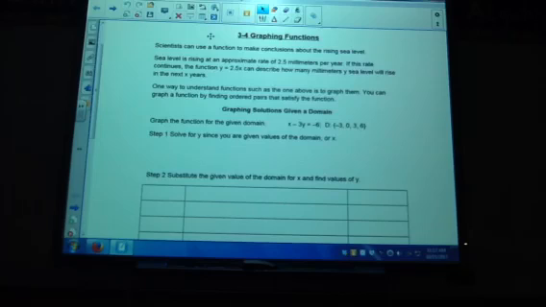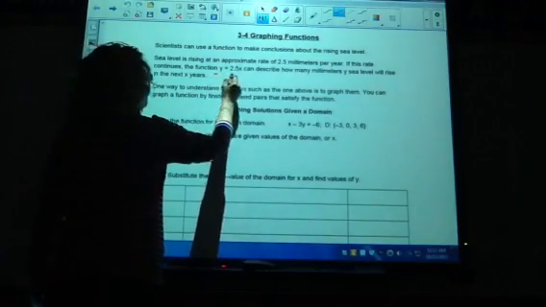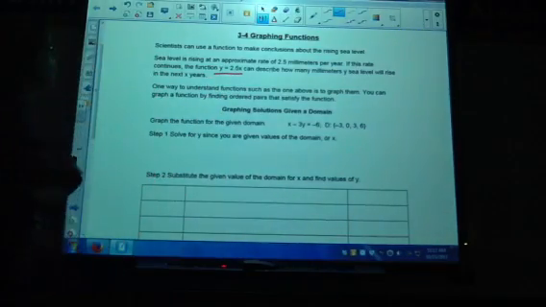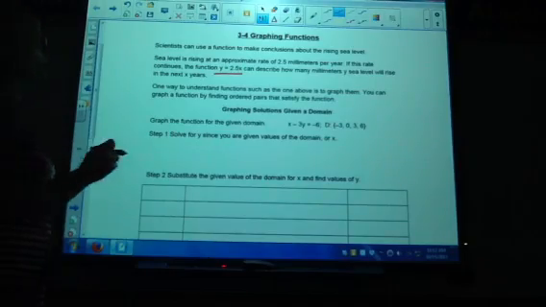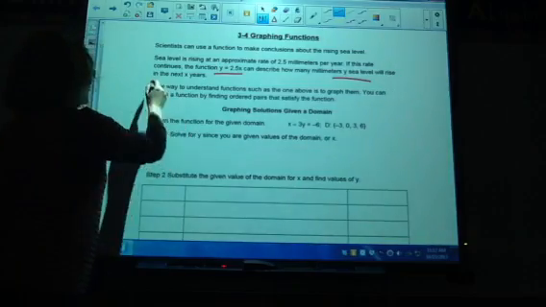Sea level is rising at an approximate rate of 2.5 millimeters per year. If this rate continues, the function y equals 2.5x can describe how many millimeters y sea level will rise in the next x years.